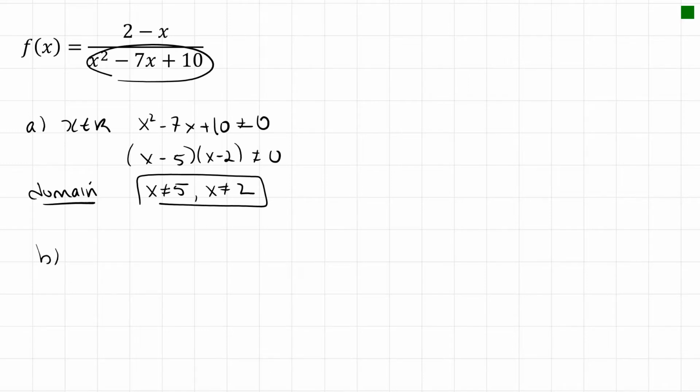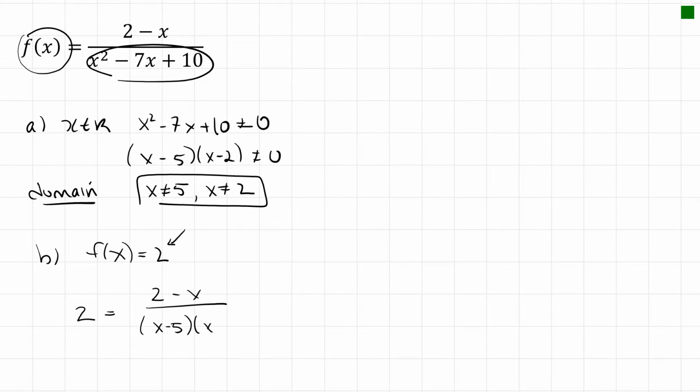Now, the second question is f of x equals 2. So this is the y value where the function equals 2. So that means that this is equal to 2. So 2 equals 2 minus x over, and I'm just going to keep my factored form here since I've already done the work. I'm going to solve this.